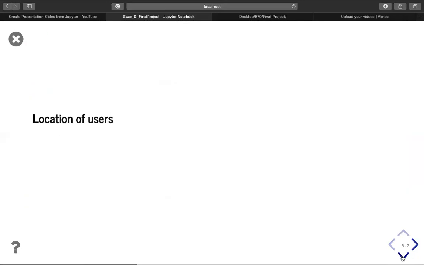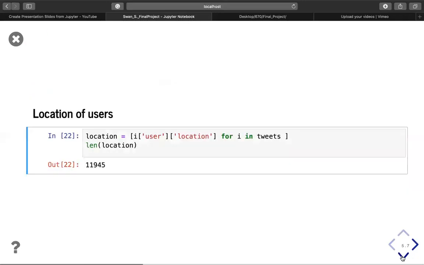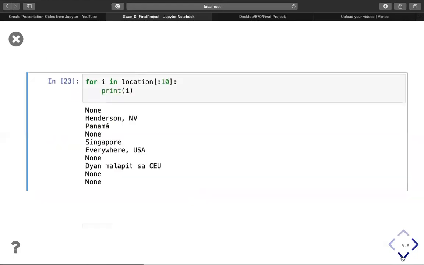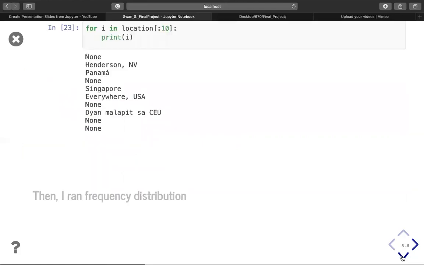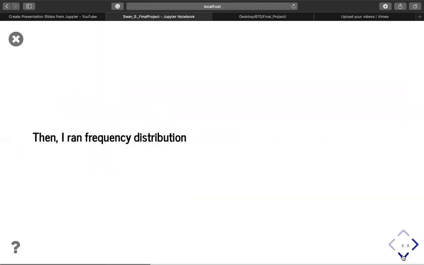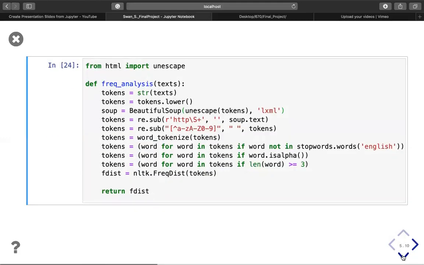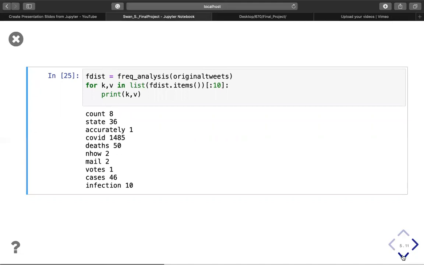Then the location of users, which I thought was kind of interesting. Clearly, people are tweeting all around the world about this, which makes sense. It is a global pandemic. And lastly, I ran some frequency distribution. Here are some words that I received from original tweets.